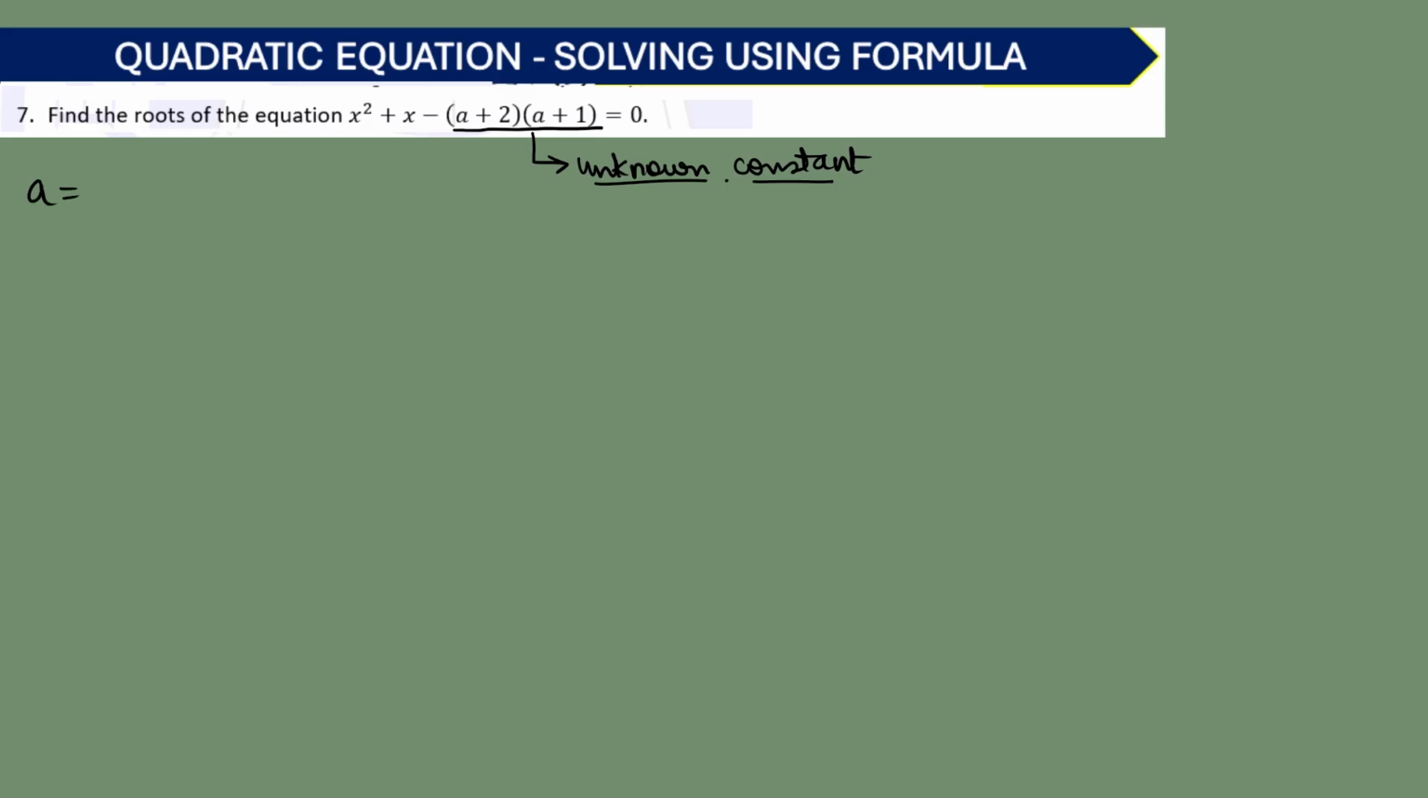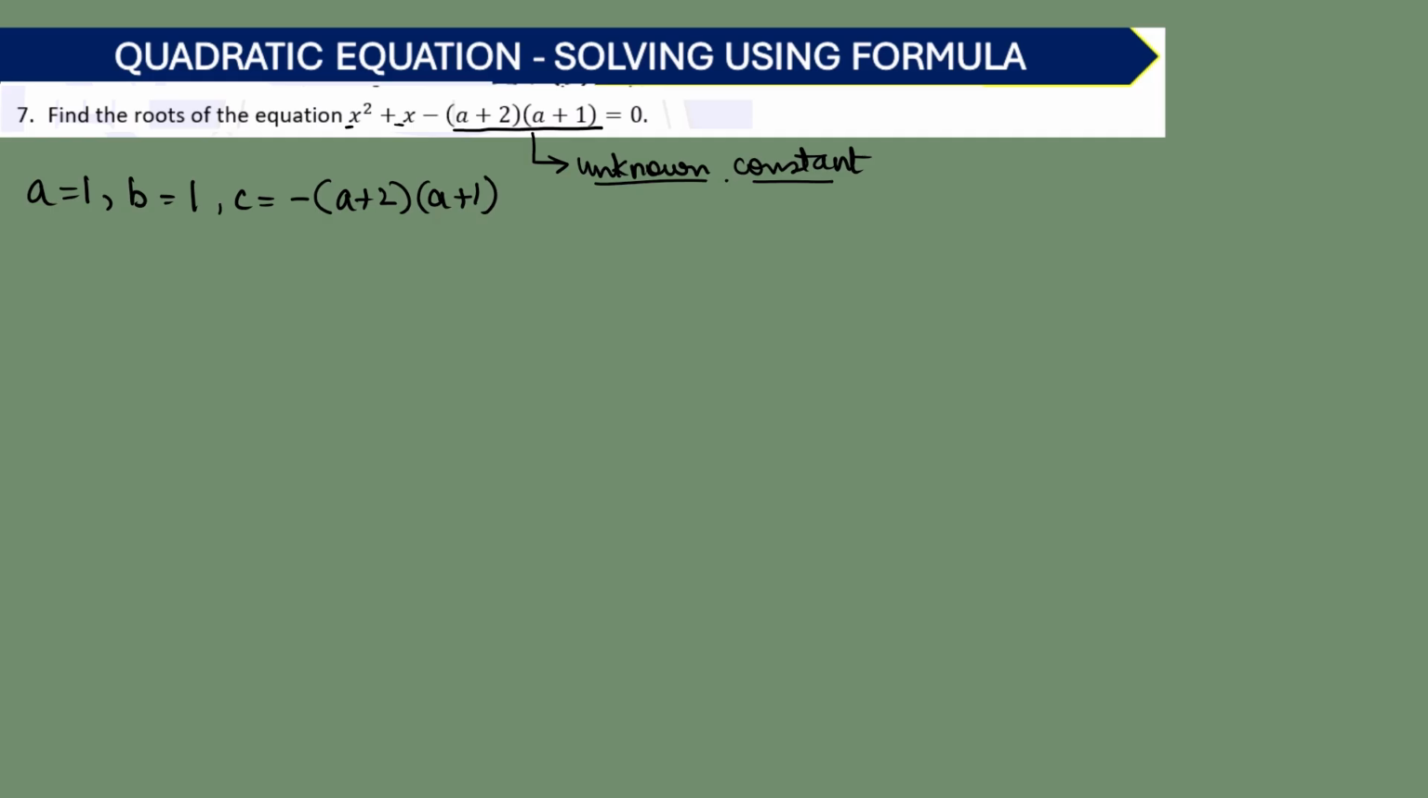So what is your a here? A is 1. B is also 1 because the coefficient of x square is 1. Coefficient of x is also 1. And what is your C? Be very careful. It is minus a plus 2 into a plus 1. So let us use the formula method. I'll show you by formula as well as without formula method.